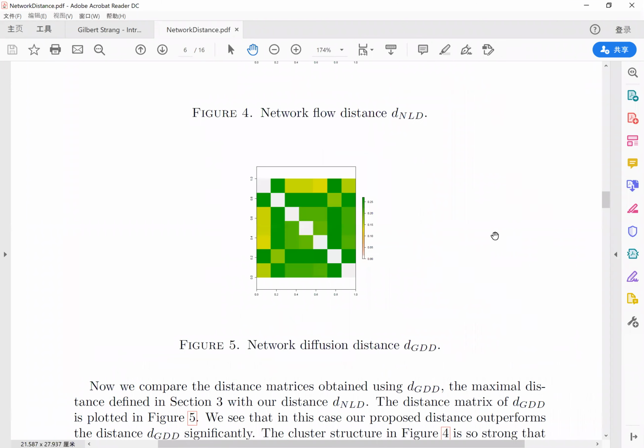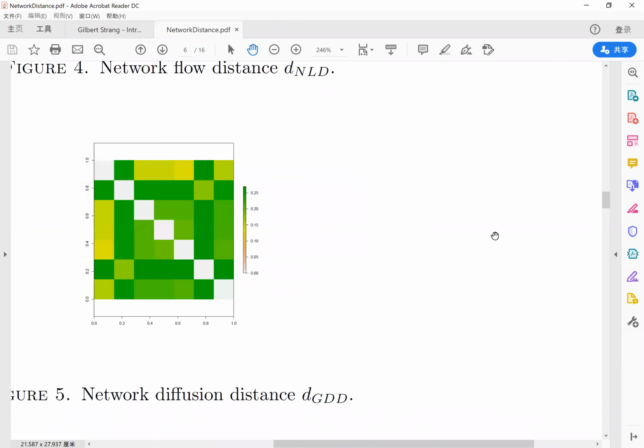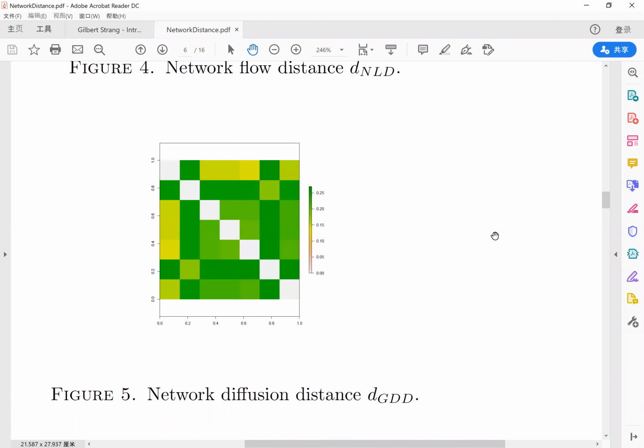Now you see what happens when we use another algorithm. The distance is so small, it's almost totally in green. So the distance is so small that it can hardly tell objects apart.